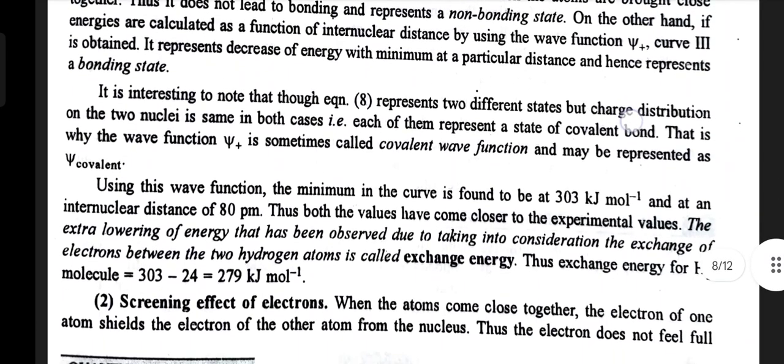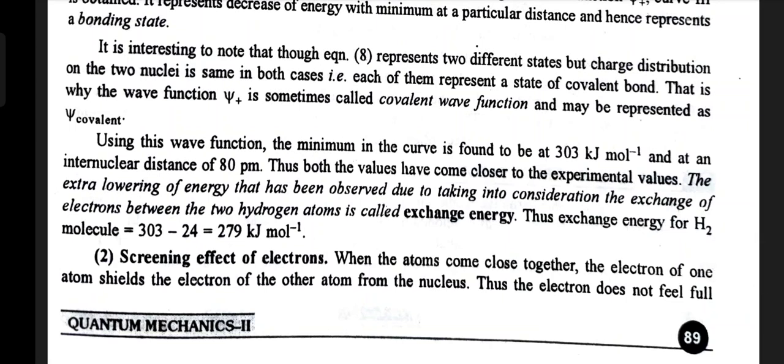It is interesting to note that though equation 8 represents two different states, the charge distribution on the two nuclei is the same in both cases. That is, each of them represents a state of covalent bond. That is why the wave function psi positive is sometimes called the covalent wave function and may be represented as psi covalent. Using this equation, the minimum in the curve is found to be 303 kJ per mole at a nuclear distance of 80 pm, thus both values have come closer to the experimental value.